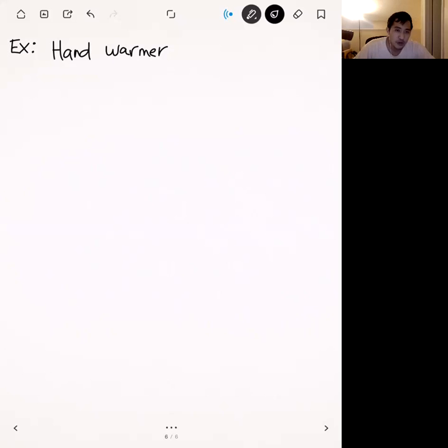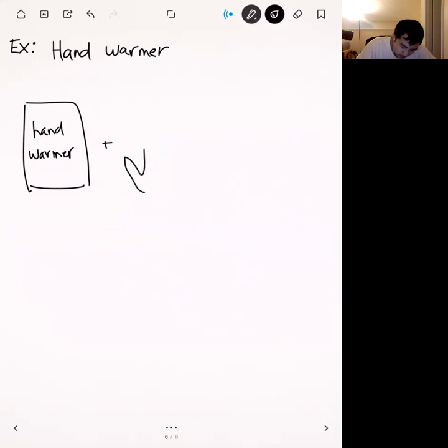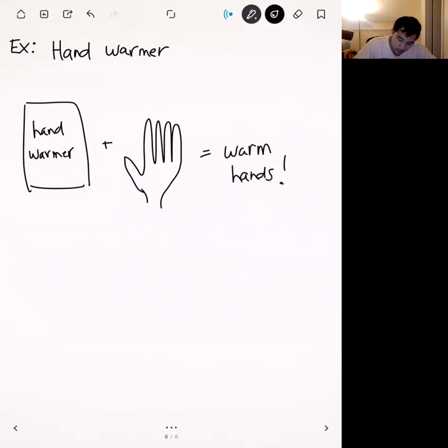Visually, I'm just going to draw it like this. I'm going to draw it as a rectangle. And then if you apply this to your hand, it's my little scary Edward Scissorhands or whatever. If you apply this to there, then you get basically warm hands, and it does this by generating heat.